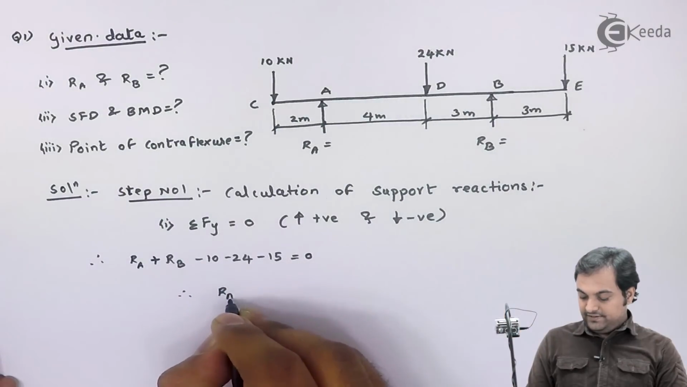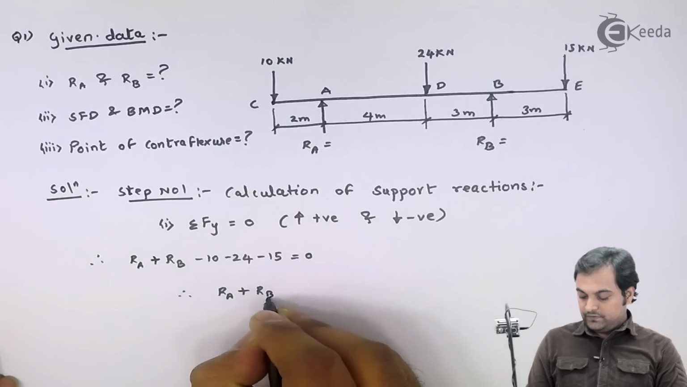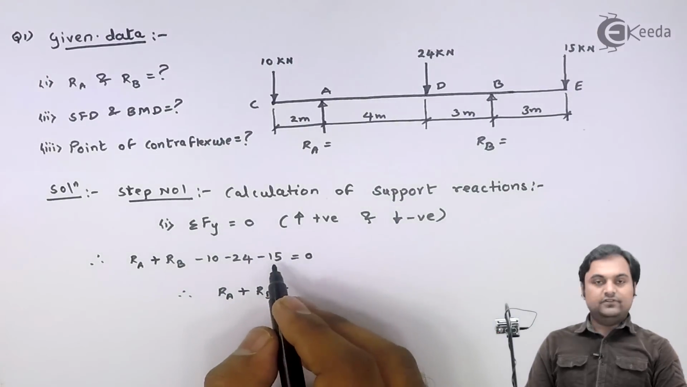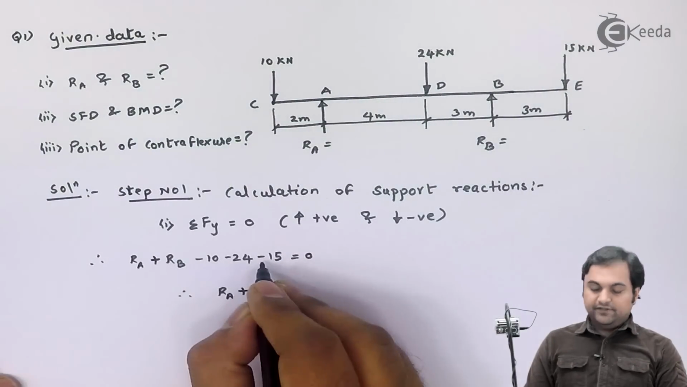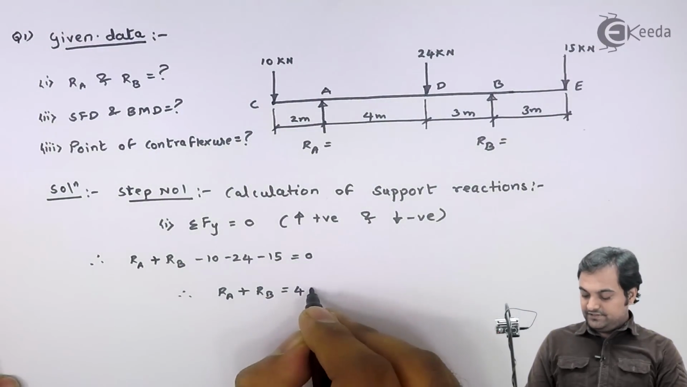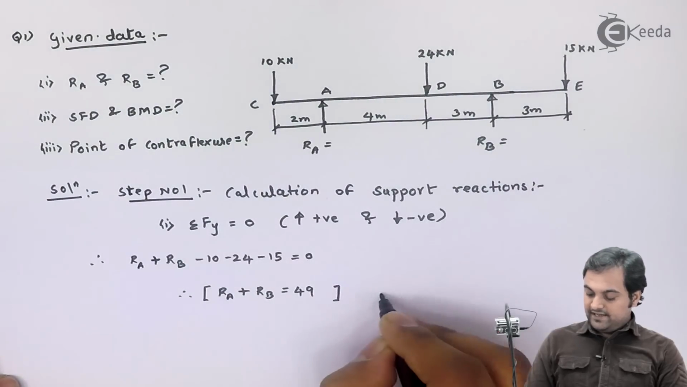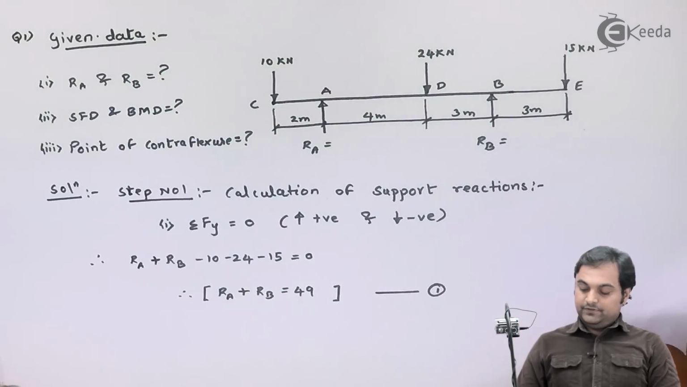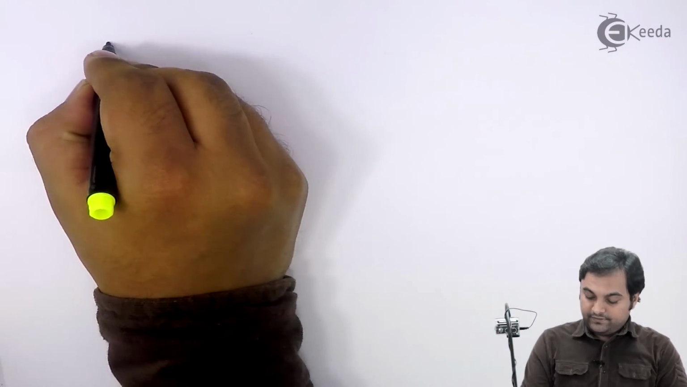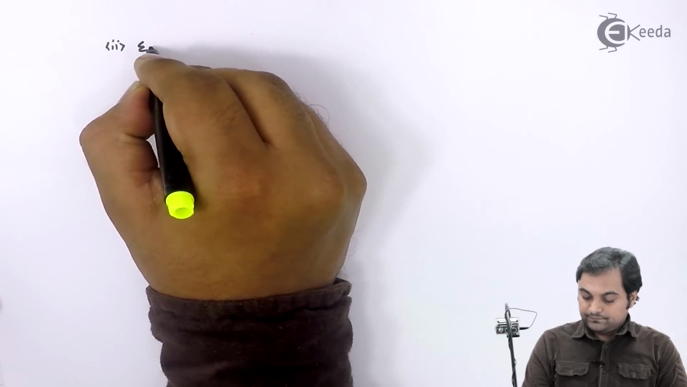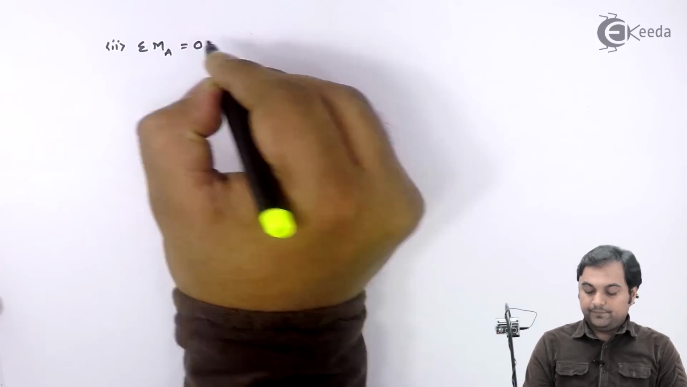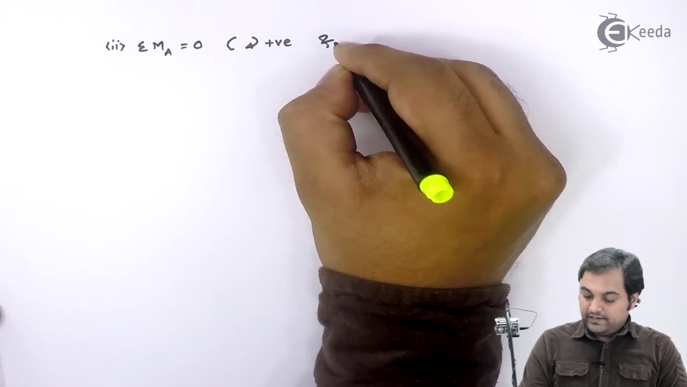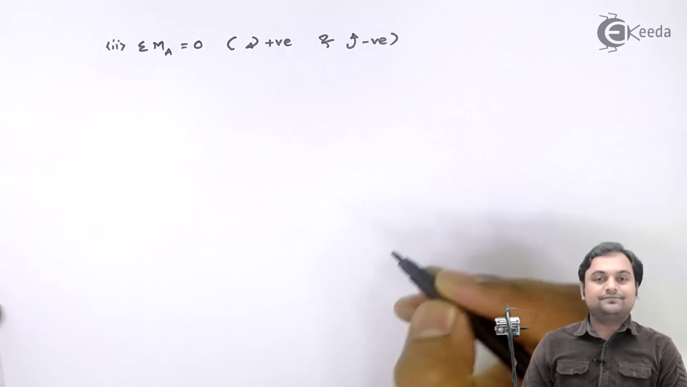Therefore we have Ra plus Rb is equal to, if I add these terms, 10 plus 24 plus 15, which is 49. Here I have negative 49. If I shift it onto the other side, it becomes positive. So here I have my first equation. After this I will be taking moments at point A. So I'll say that summation of moments about point A is equal to 0, where clockwise moments are positive and anti-clockwise moments are negative.